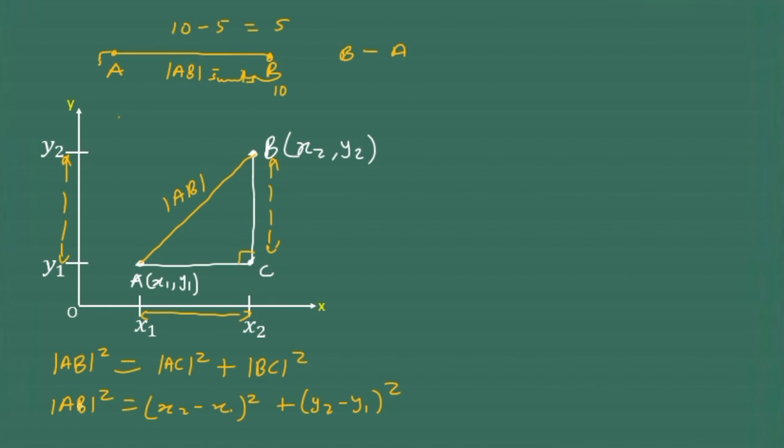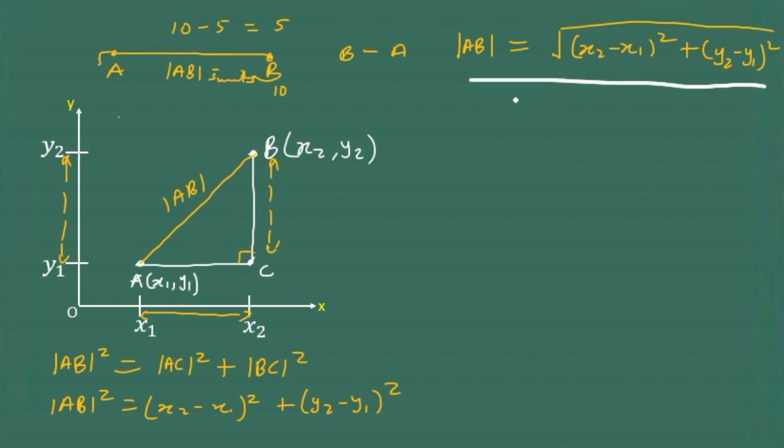Recall, we are finding AB, not AB square. So AB square gives us this expression, but to find AB, we take the square root of both sides, and taking the square root of both sides, we are going to have AB equals to the square root of x2 minus x1 all square plus y2 minus y1 all square. So we are taking the square root of this. In general, this formula is used to find the distance between any given 2 points.